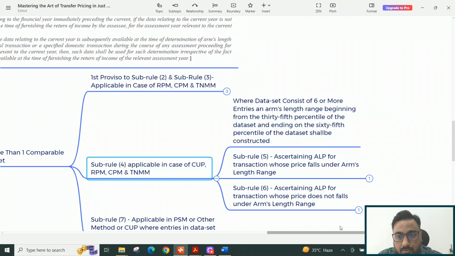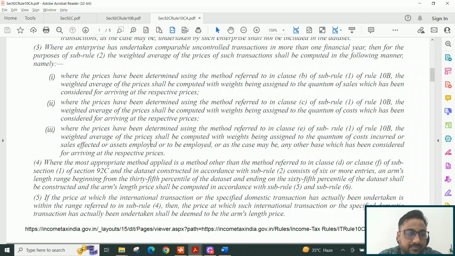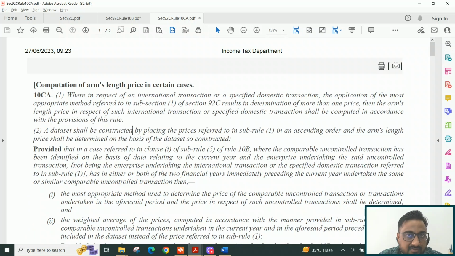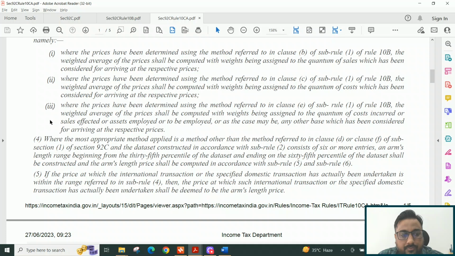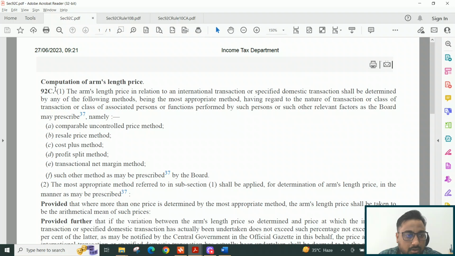Now, let me also show you sub rule 4 so that you can understand what it says. Sub rule 4 of rule 10CA, we are on 10CA, right? Where the most appropriate method applied is a method other than the method referred to in clause D or clause F of subsection 1 of section 92C. So, clause D was profit split method and clause F was such other method, right? Now we'll come again to that rule.